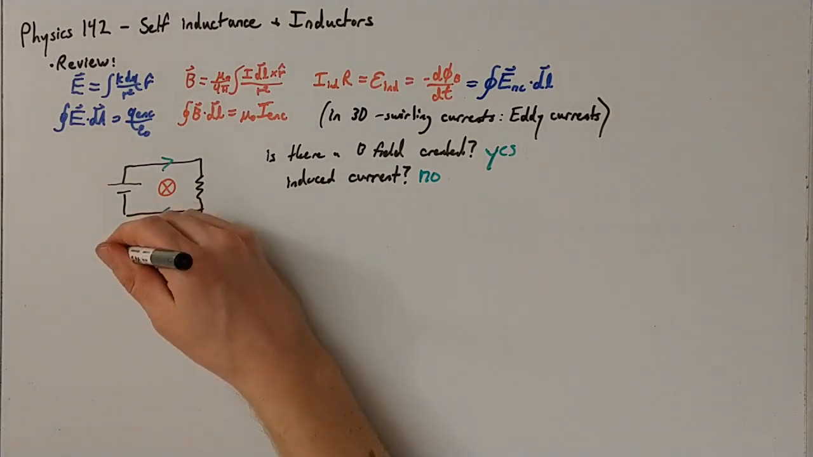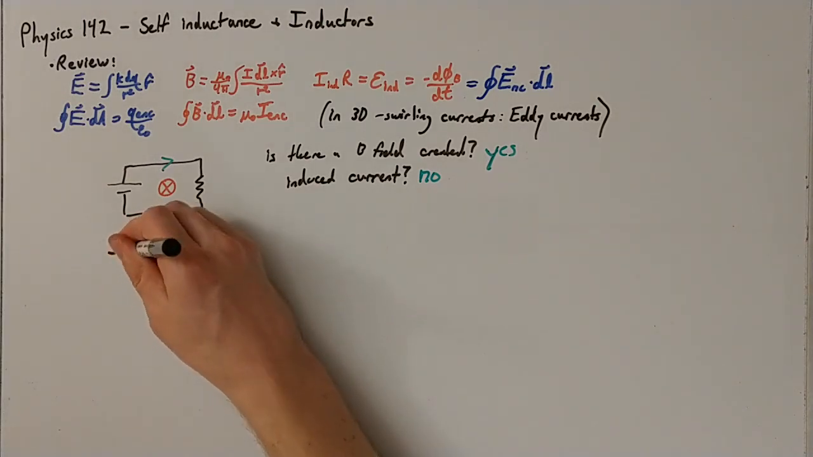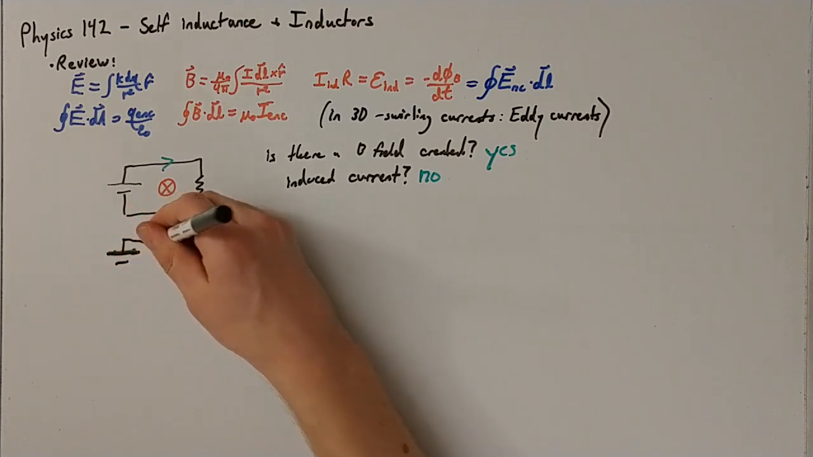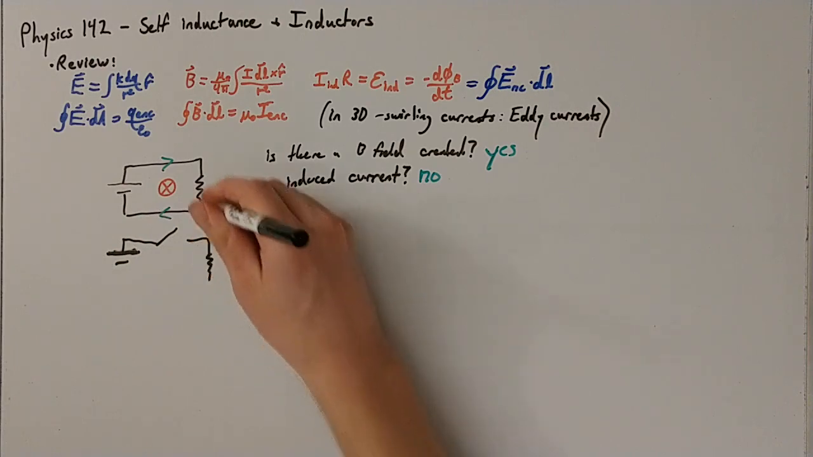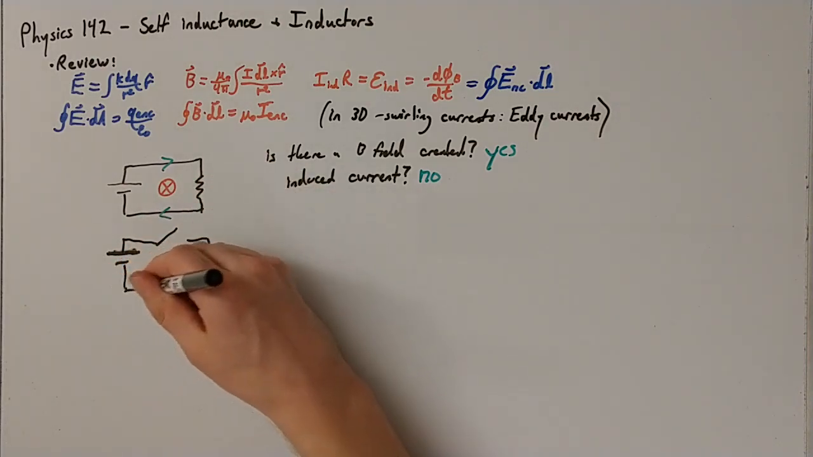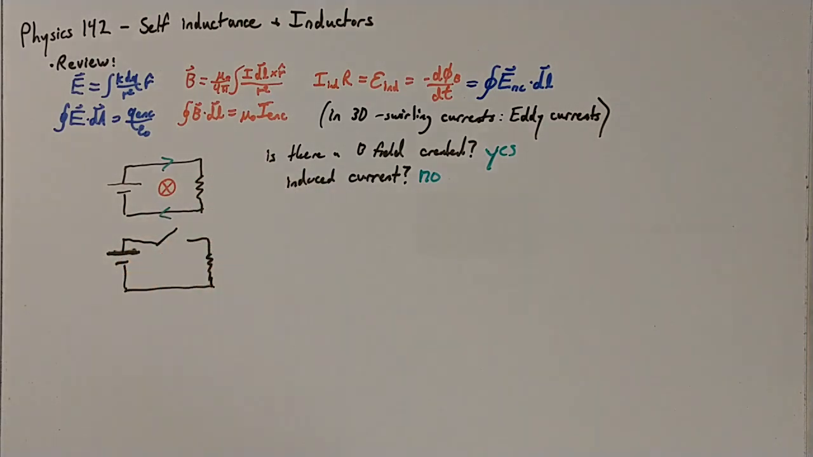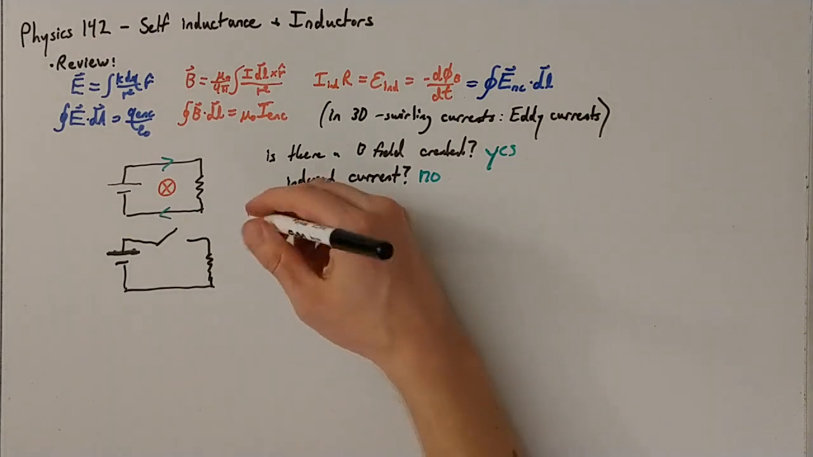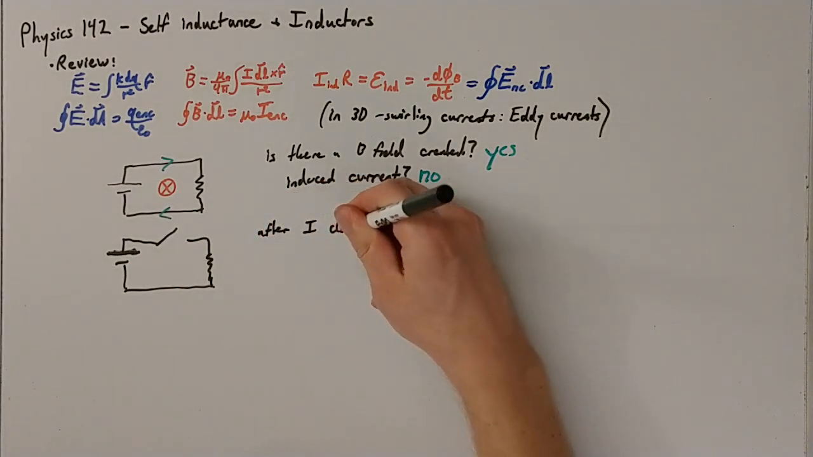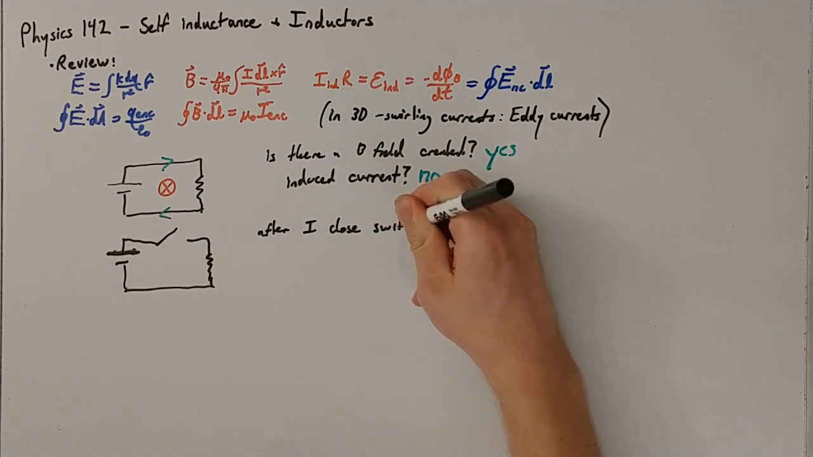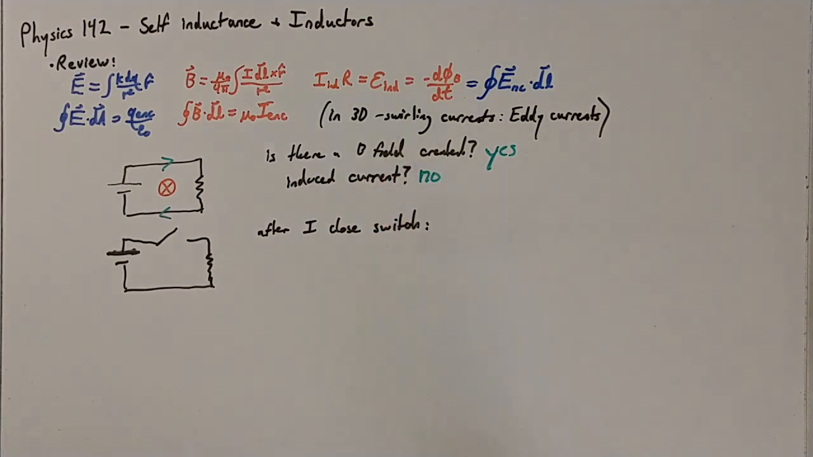But now let's contrast this with another circuit. Actually the same circuit, but now we want to put a switch in it. So let's put a switch in this circuit. So here's my resistor again, my power supply. And I want to ask the same questions. Let's think about right after I close the switch.